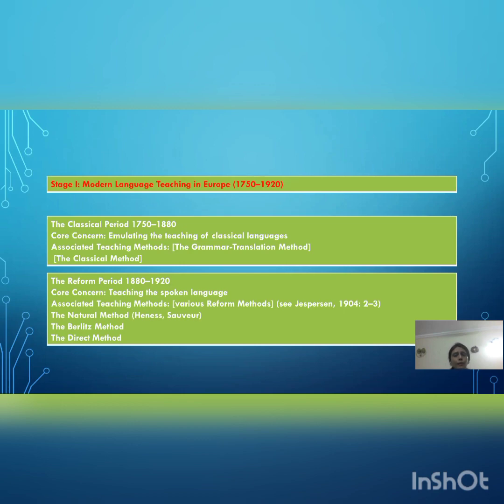Here it is divided into 2 stages, that is modern language teaching in Europe, and this hierarchy is according to European English language teaching. So first of all, modern English language teaching in Europe, that is 1750 to 1920. First of all, we will have a look at the classical period, 1750 to 1880. The core concern in teaching English was emulating the teaching of classical languages, those being Latin and French at that time.